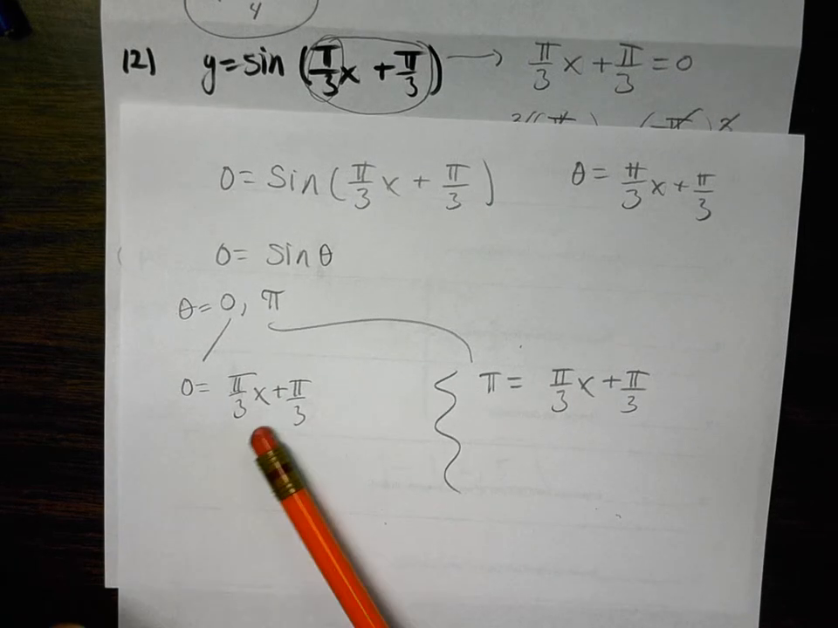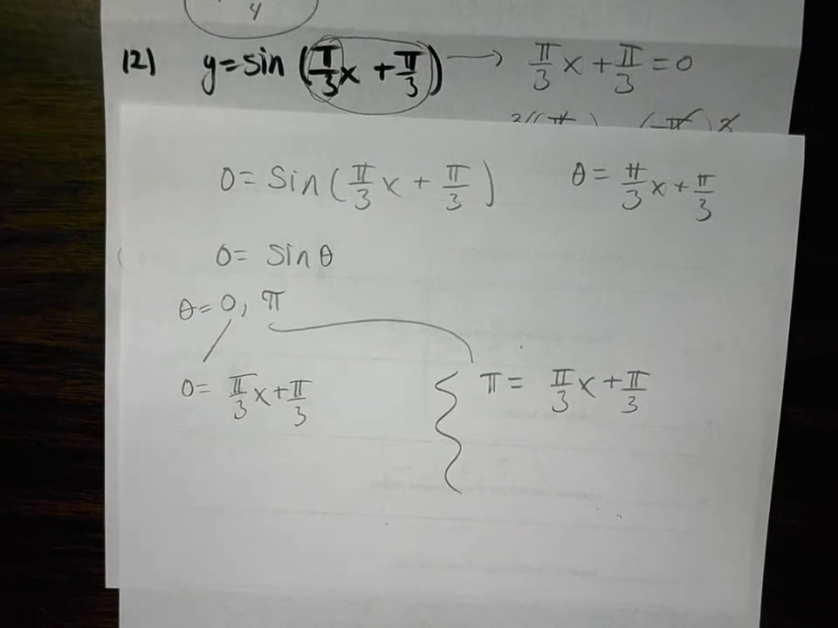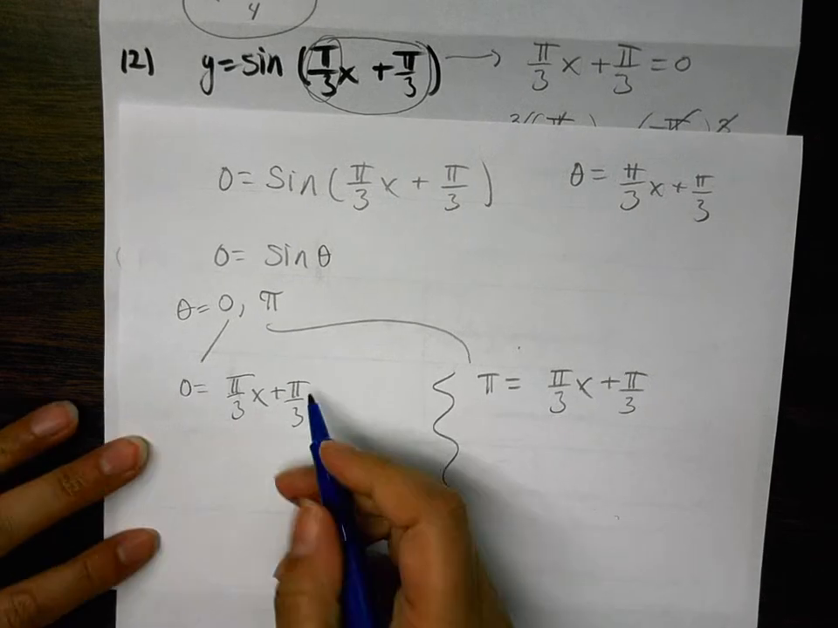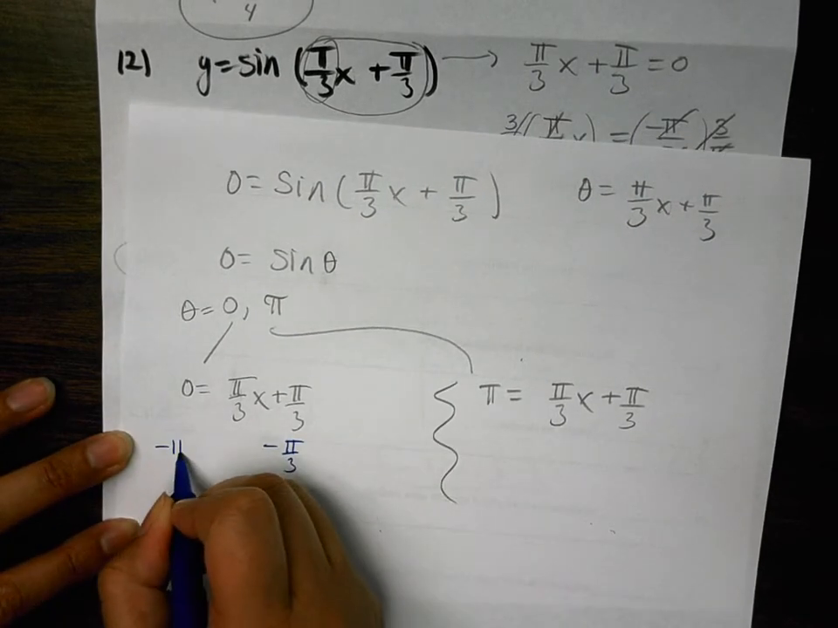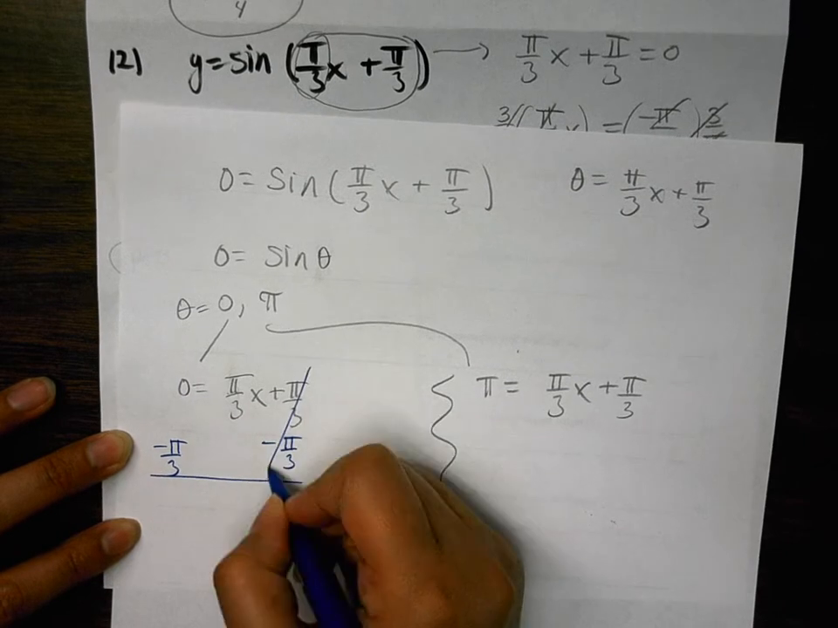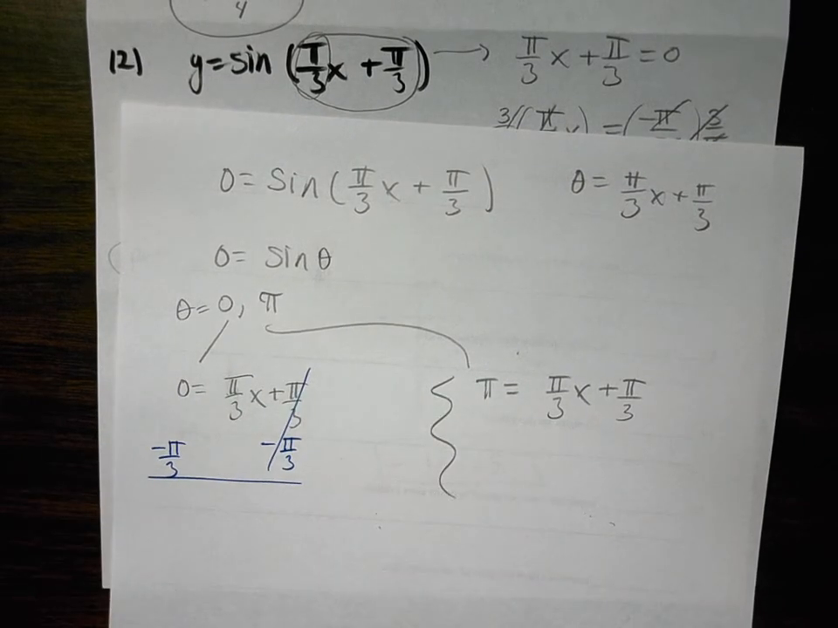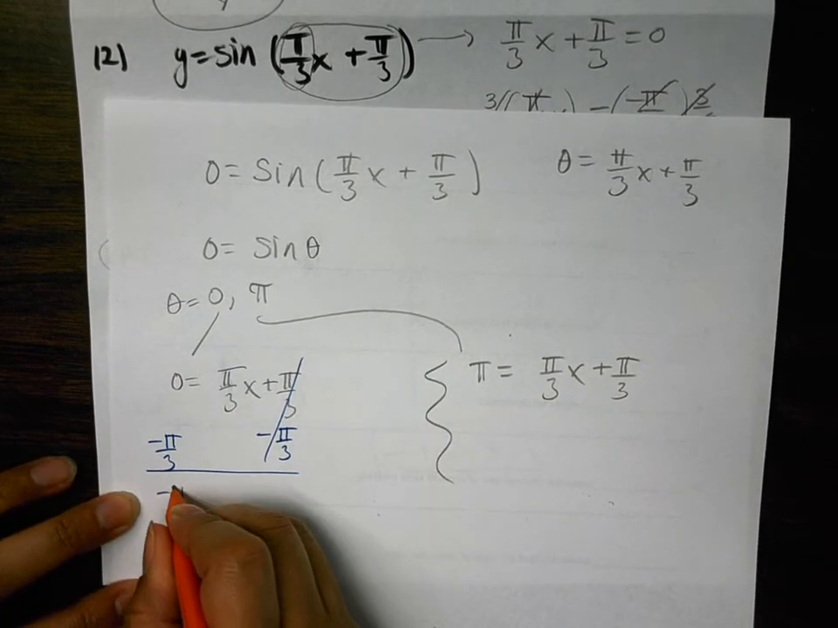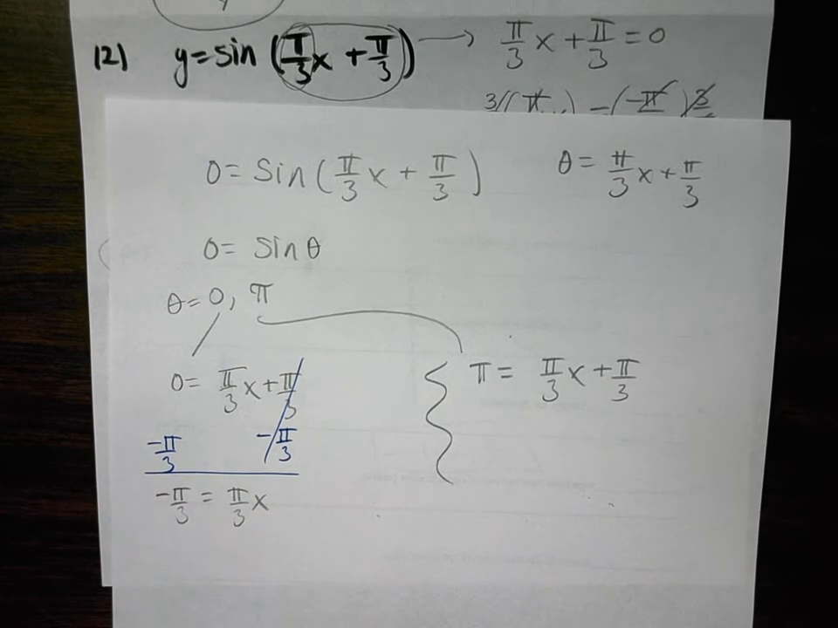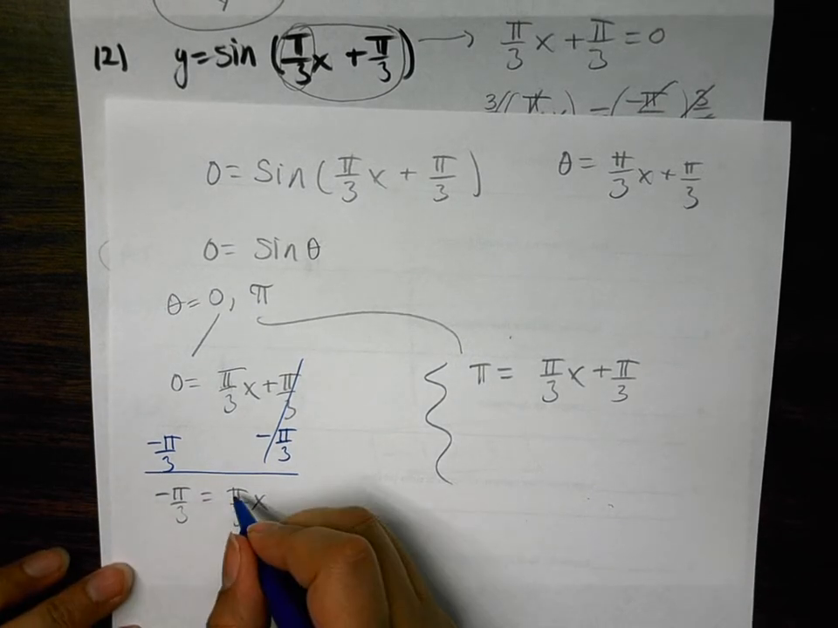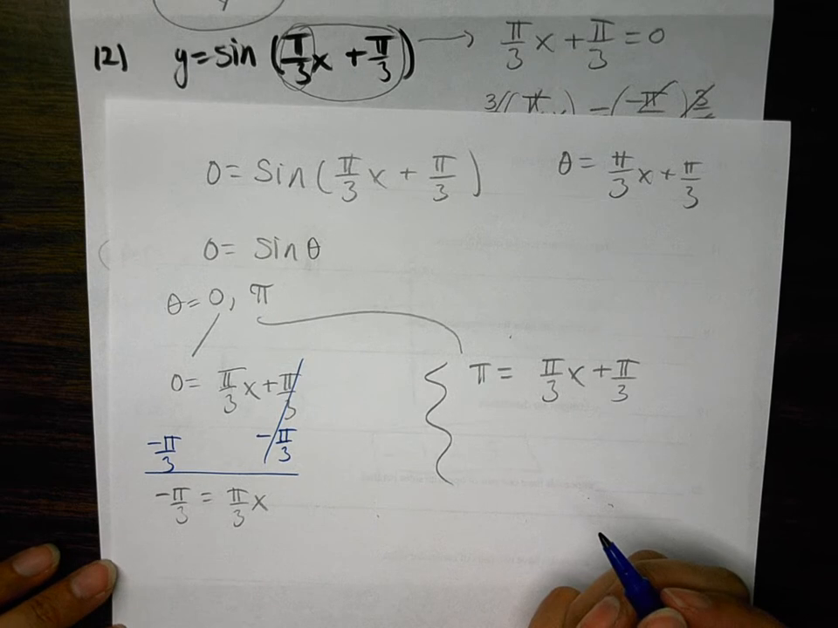All right, how shall I solve this first one? I'll leave it up to you guys. Subtract the pi over 3. This one actually isn't that bad, because once you get that, negative pi over 3 equals pi over 3x. What do you multiply both sides by?